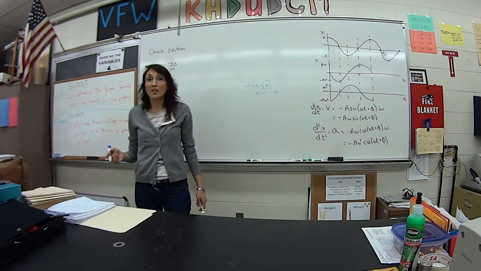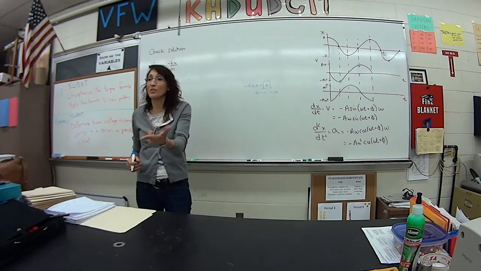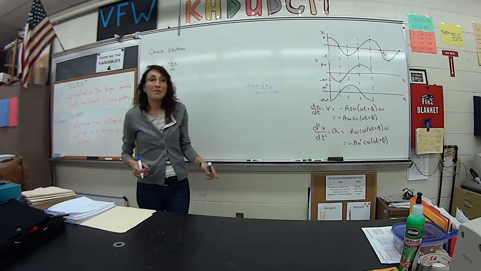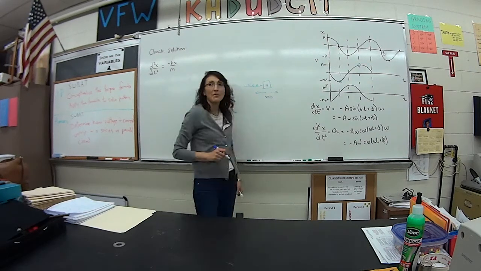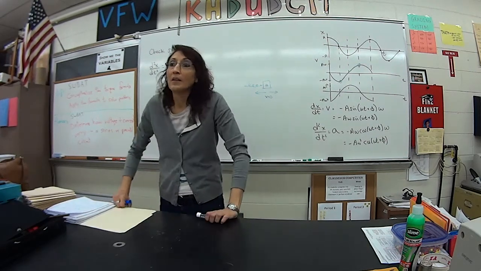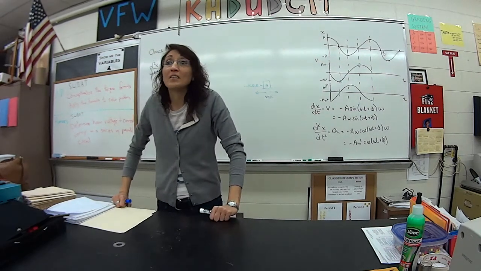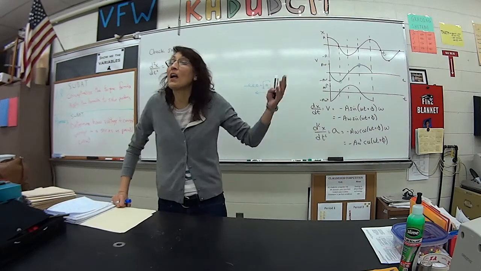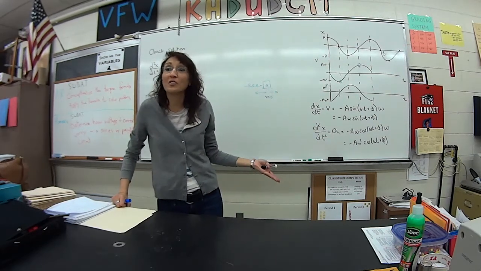Why should the maximum velocity be there? You could argue it from an energy standpoint. Let's argue it from an energy standpoint. When I'm back here at equilibrium, how much spring energy do I have? 0, which means all my energy now has to be what? Kinetic, which means I would have the maximum velocity there. So I can argue it from that energy standpoint.